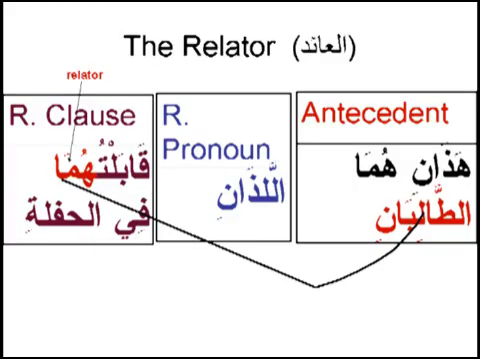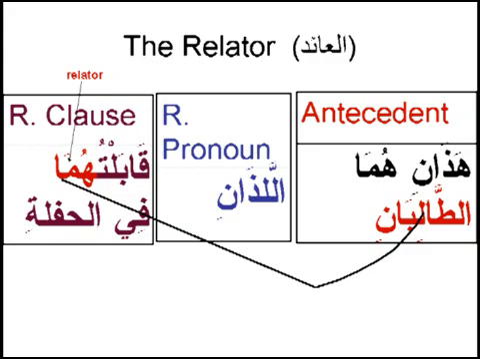هذان هما الطالبان اللذان قابلتهما في الحفلة. The relative is mostly used as the object in the relative clause that refers back to the head noun or the subject in the antecedent. The relative is a pronoun or pronoun suffix that refers back to the antecedent, and it must agree with it in the number and the gender.